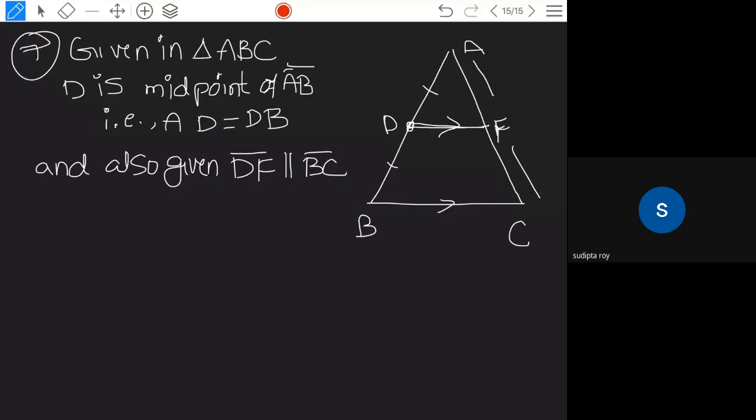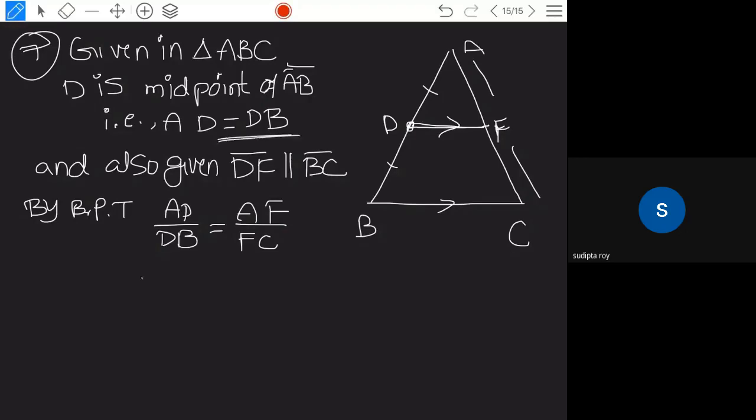So by the basic proportionality theorem, what do you get here? AD by DB is equal to AF by FC. AD and DB are both equal, so in place of AD I can write DB, isn't it? So DB by DB is equal to AF by FC. DB by DB is nothing but 1. So you are going to get AF is equal to FC.